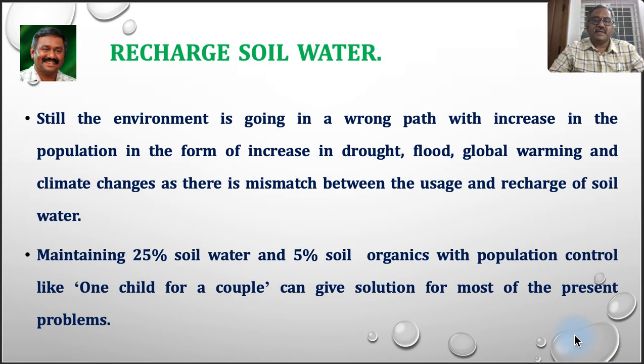Recharge soil water. Still, the environment is going in a wrong path with increase in the population, in the form of increase in drought, flood, global warming and climate changes, as there is mismatch between the usage and recharge of soil water. Maintaining 25% soil water and 5% soil organics, with population control like one child for a couple, can give solution for most of the present problems.